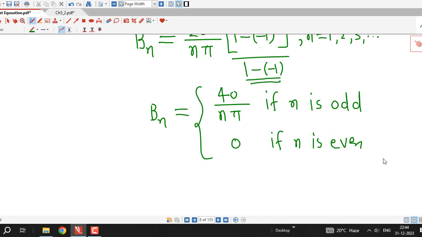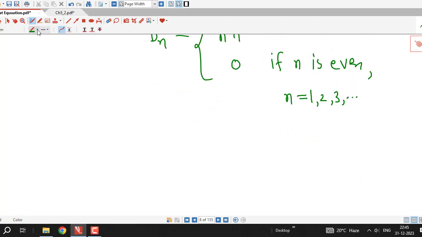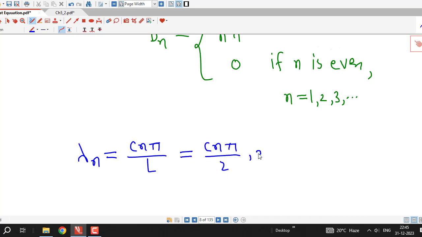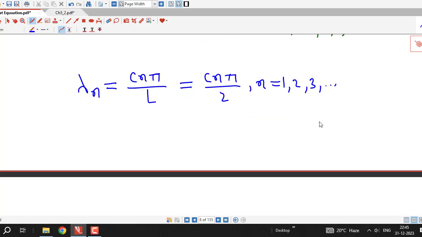So this is the value of Bn, and n is a natural number, so I have to specify n equal to 1, 2, 3 and so on. We have to write lambda n also. Lambda n is given by c times n times π divided by L, that is cnπ divided by 2, and n takes the values 1, 2, 3 and so on.